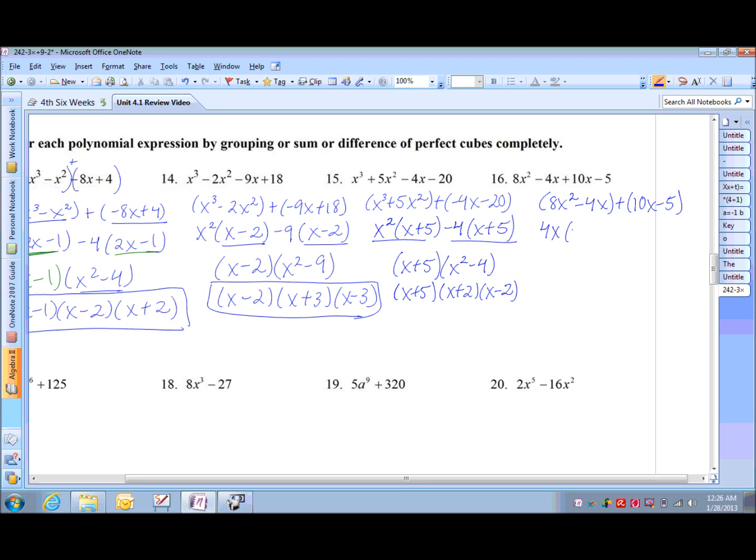And what you're left with is 2x minus 1. Then, in order to get the same 2x minus 1 when we pull out a GCF of the second, we want to pull out a positive 5. And you're left with 2x minus 1. These two terms have 2x minus 1 in common, so now we can pull out 2x minus 1, and what's left over is 4x plus 5. And that is your final answer.